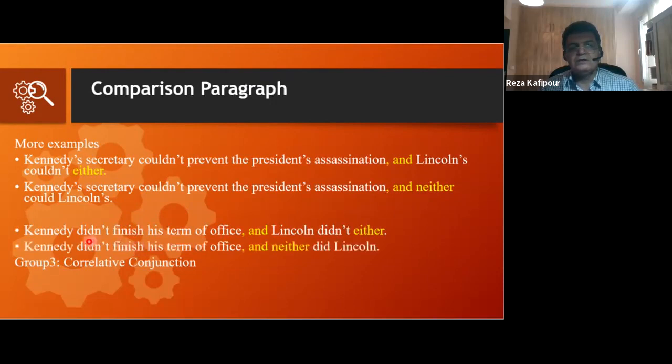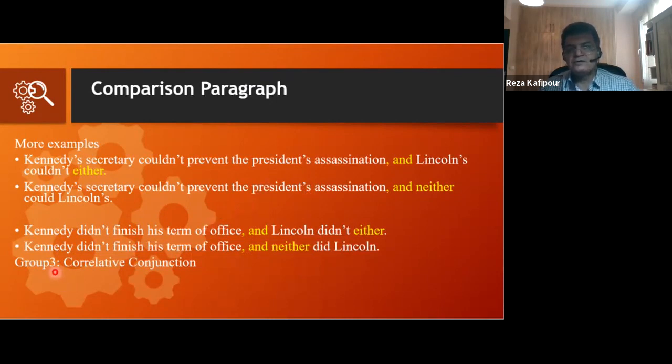So the other one, Kennedy didn't finish his term of office and Lincoln didn't either. Another example, the same sentence, Kennedy didn't finish his term of office and neither did Lincoln. So there are some examples to practice this structure.